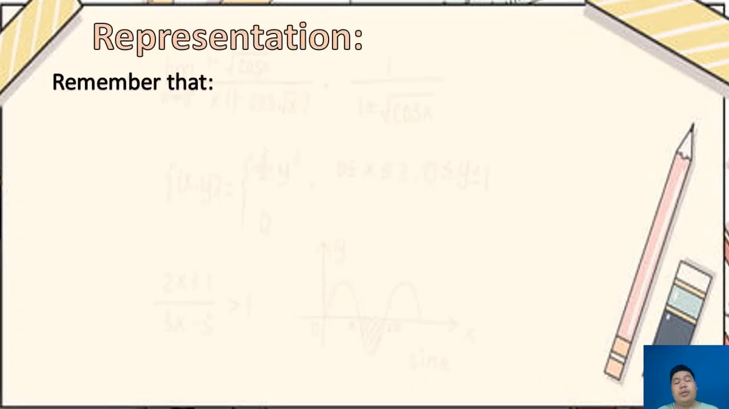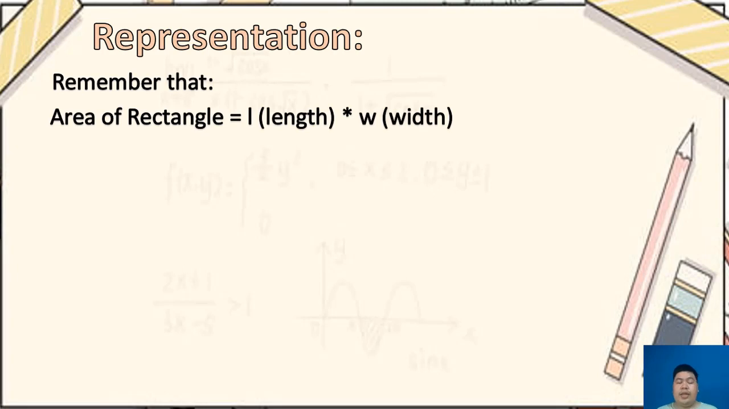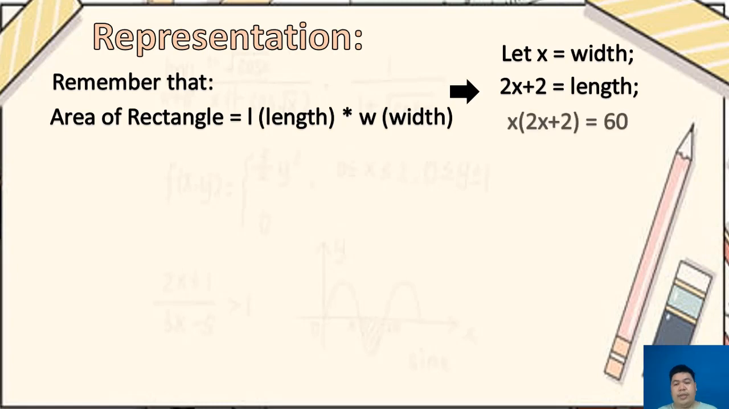First, remember that the area of the rectangle is length times the width. Let x be the width. 2x plus 2 is equal to the length. Then x times the quantity 2x plus 2 is equal to 60. That will be our equation.